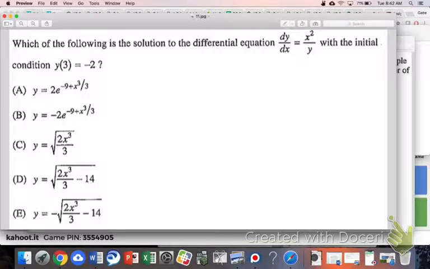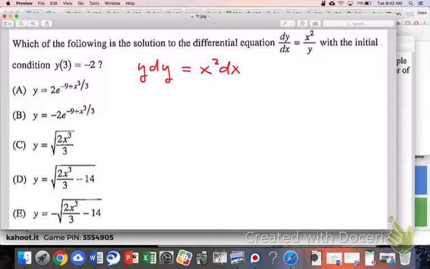Which of the following is a solution to the differential equation with this initial condition? So if this was an FRQ, this is one of those ones where you have to show the separation of variables and your antiderivatives and the plus C and all that stuff. So that's what I'll do here. I'll treat it kind of like an FRQ. So it would be y dy equals x squared dx if you use the separation of variables method.